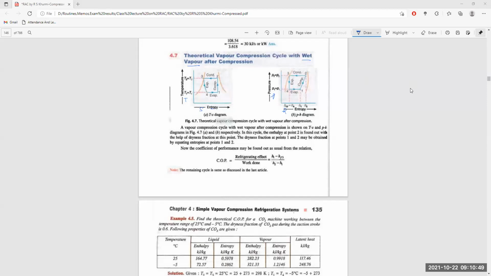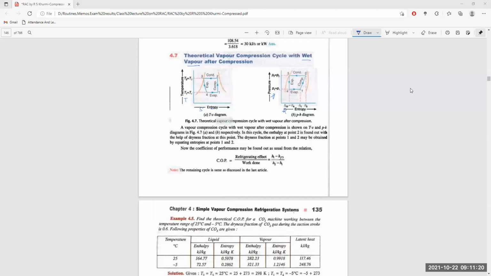So during the process 2 to 3, it is condensing isothermally, and 4 to 1 is evaporating isothermally. And from the pH diagram, it is clear that 1 to 4 and 2 to 3, the evaporation and condensation operations, also take place at constant pressure. So both condensation and evaporation take place as isothermal and isobaric processes.